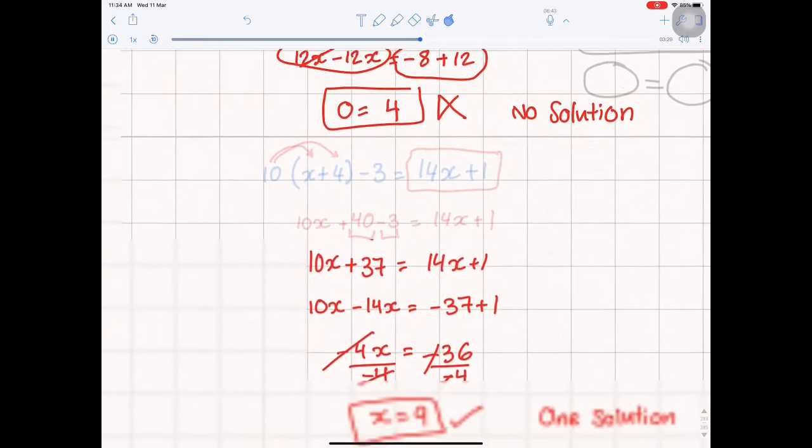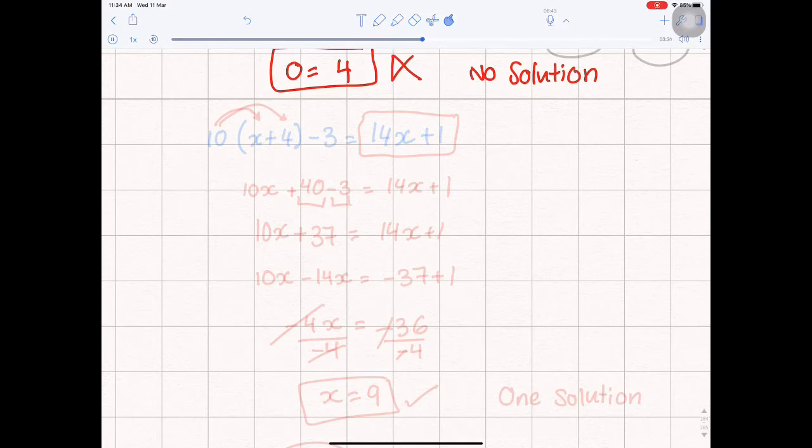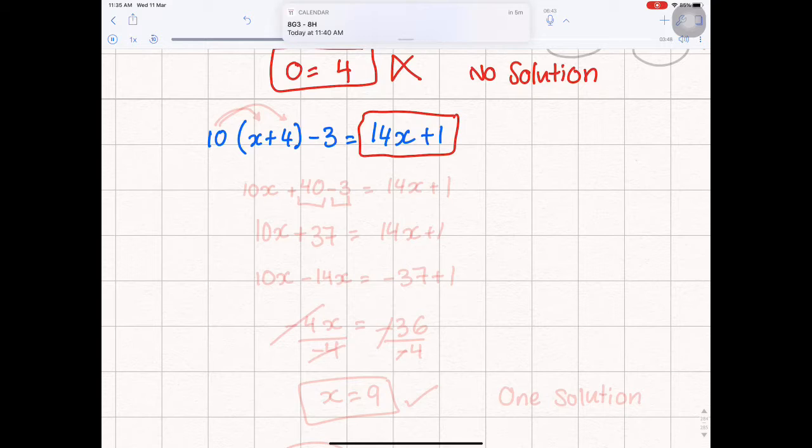Now let's take a look at the second example. The second example is telling you 10 multiply x plus 4 minus 3 equals 14x plus 1. Imagine the right-hand side. The right-hand side is already simplified. I cannot simplify it more. But in the left-hand side, I can multiply.